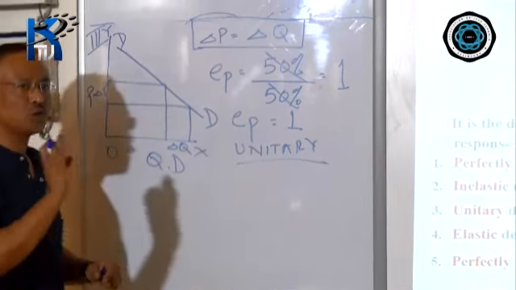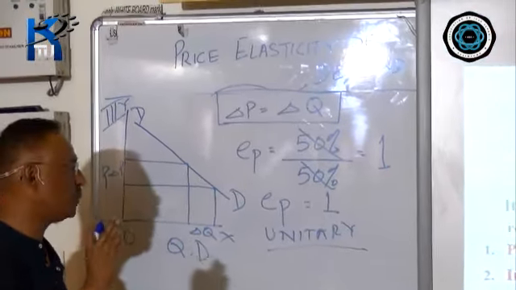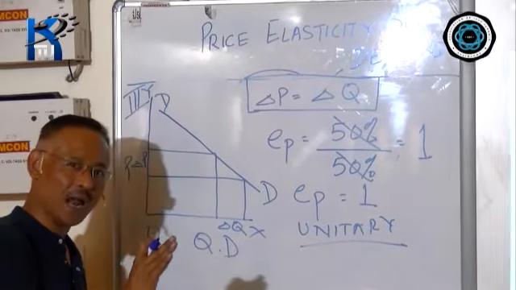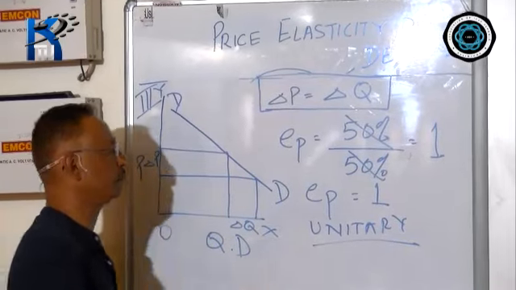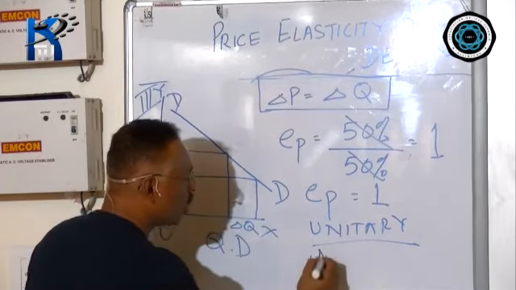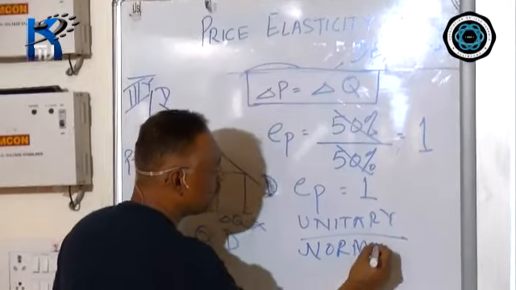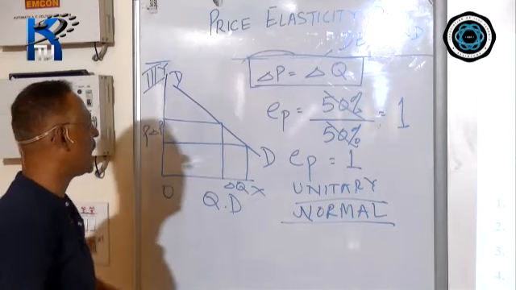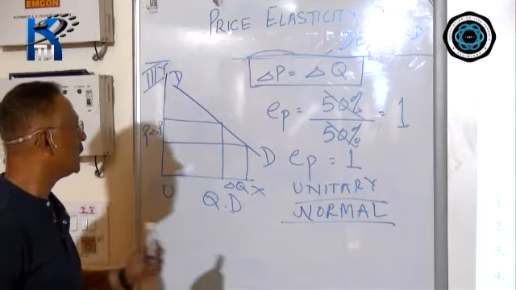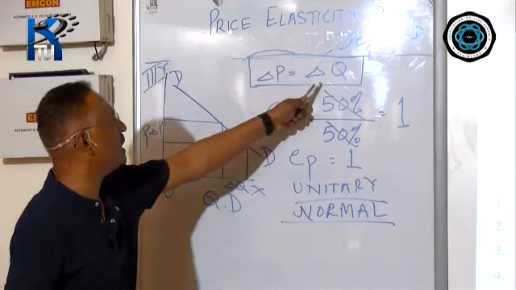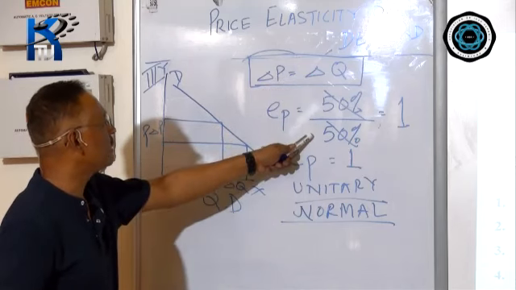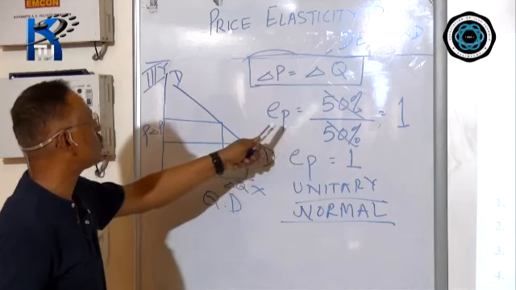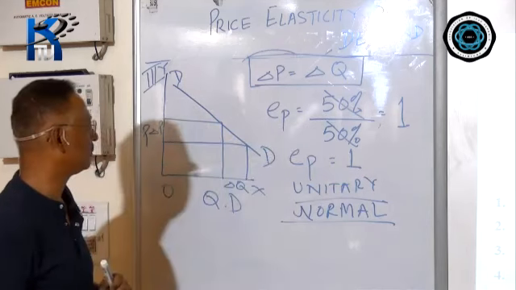Let's go back. EP is equal to 0. EP is less than 1. EP equal to 1. An example of this is normal goods. Anything. A TV, a fridge, a car, a house. All normal goods are examples of this. Here, delta P is equal to delta Q. When you calculate, change in the price and change in the quantity demanded will be same. That's why EP is equal to 1.